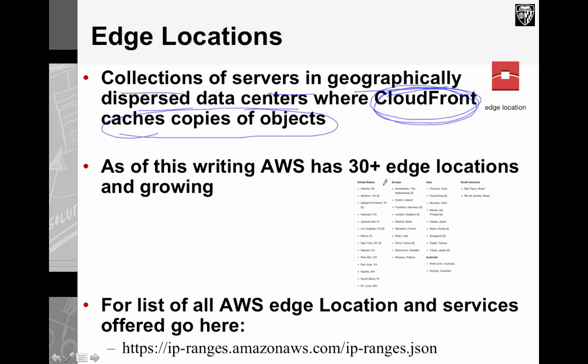As of this writing, they have 30 plus edge locations where CloudFront can serve content. For a complete list of all the AWS Edge locations and services, and the cool thing is that it's available in a JSON format, you can go to this particular URL.